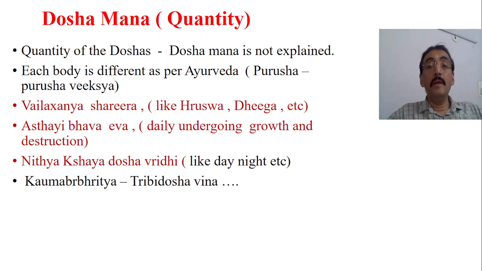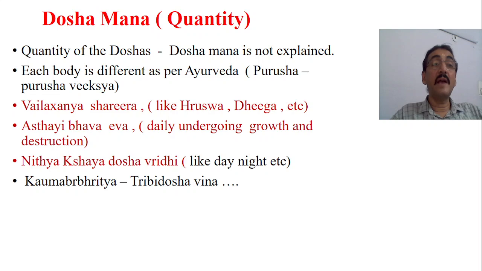This is one thing why dosha mana is not explained. Another one is Vailakshanya Sharira. For example, a person with Hrisva Sharira, Dirgha Sharira, or Sama Sharira will have different amounts of the doshas. It's not equal.